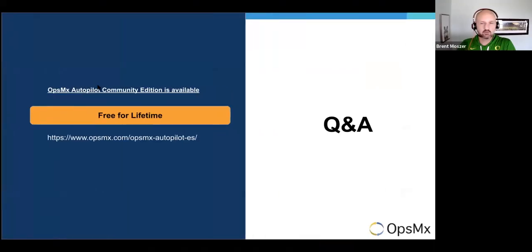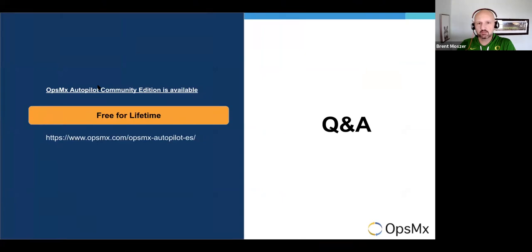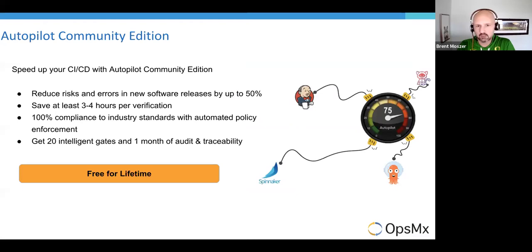Can you pull back up the slide that we had about Autopilot Community Edition? We have a question: what's the difference between Community Edition and the full version? On Community Edition, you have limited interactions with the tool. It's a full version of the software. It gives you 20 intelligent gates and 1 month of audit traceability. After that, the trial is over and you can upgrade to do more if need be.